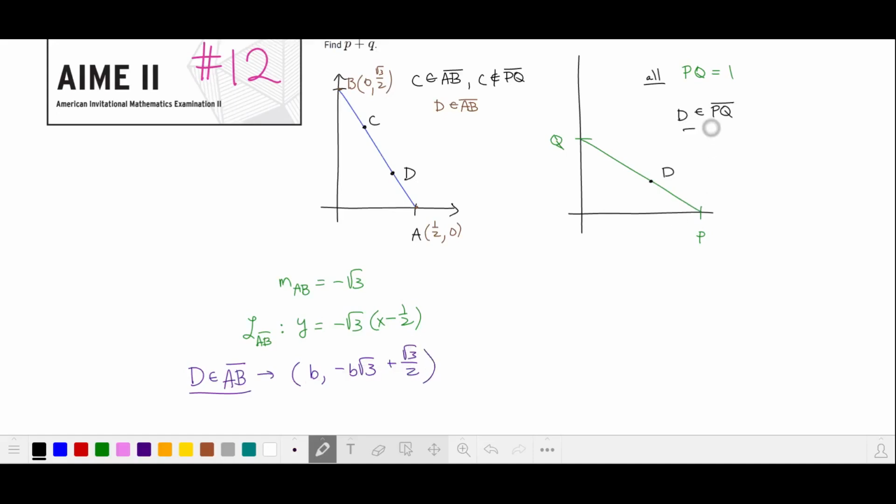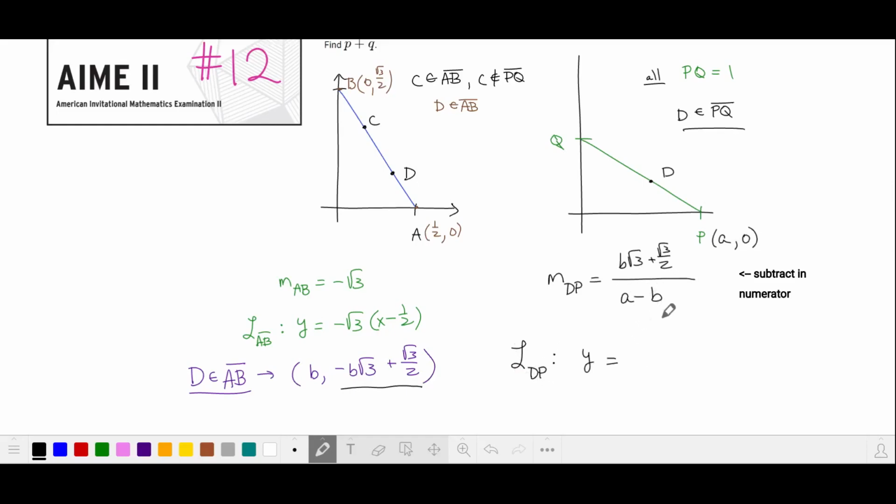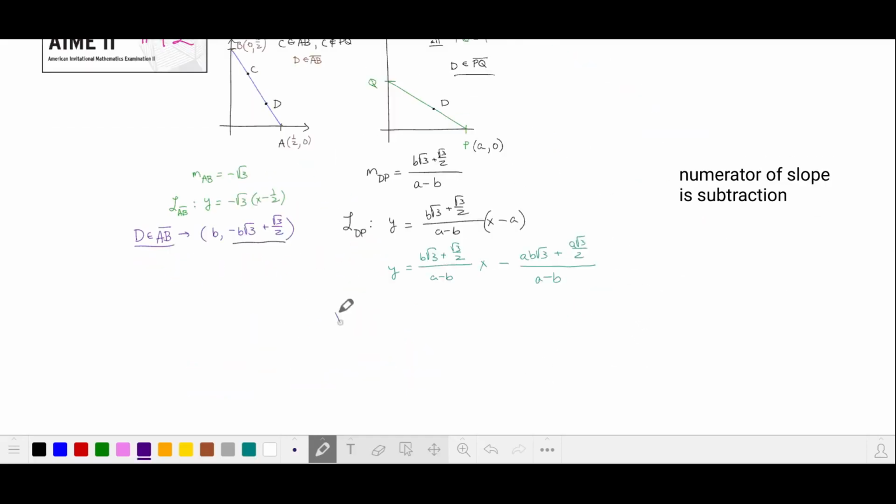D is also on this segment PQ, so let's find the slope between D and P. And we'll say that our point P has an x-coordinate of A. We'll use this for our y-coordinate, and this is over the change in x. So the line that passes through D and P has this equation, and we'll expand this. When x is equal to 0, we'll get the y-coordinate of this point Q on the y-axis. So this is our expression for the y-coordinate of the point Q.